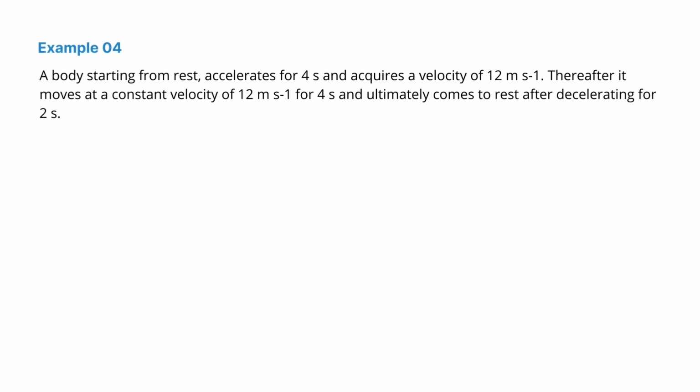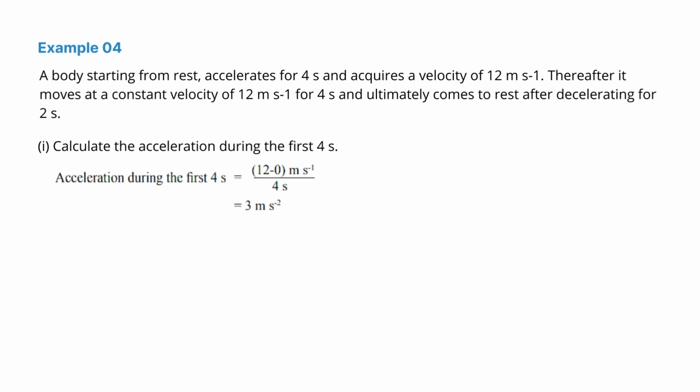So the first question is: calculate the acceleration during the first 4 seconds. As you all know, acceleration is equal to change of velocity divided by time. Here it started from rest and accelerated for 4 seconds to a final velocity of 12 meters per second. So it is final minus initial, 12 meters per second minus 0, divided by the time of 4 seconds. That is 12 meters per second divided by 4 seconds, so the acceleration will be 3 ms-2.